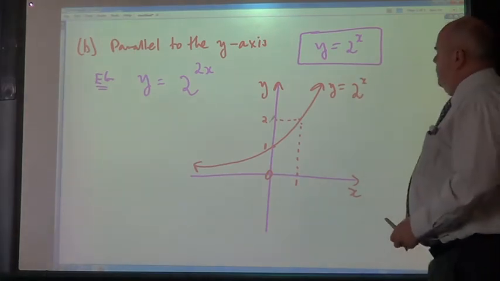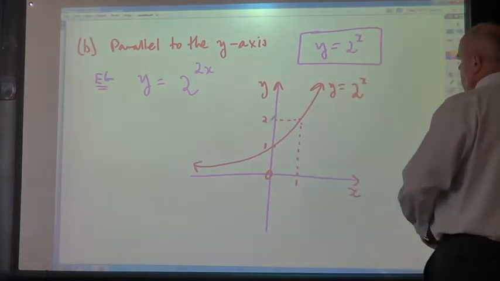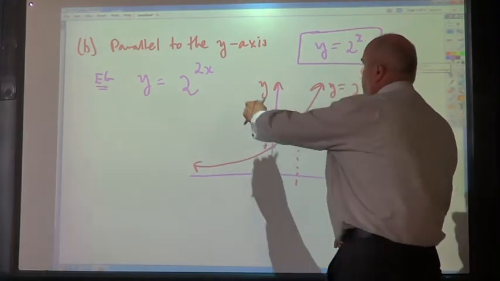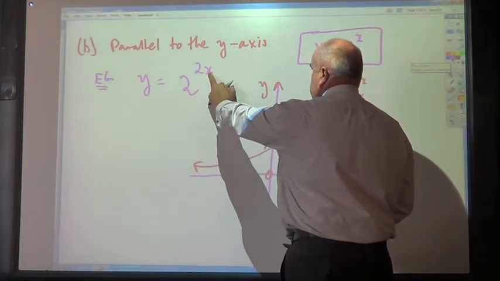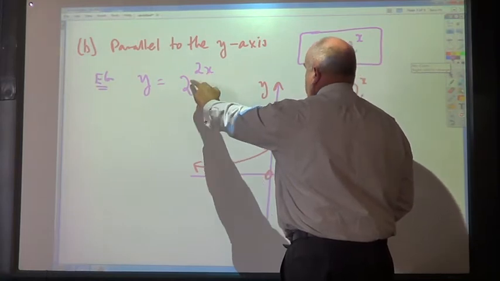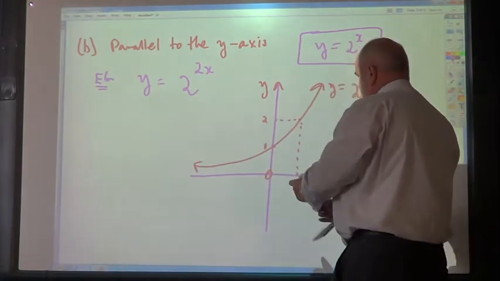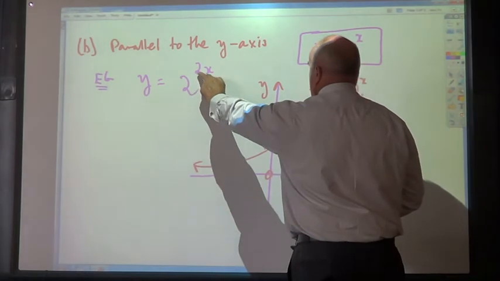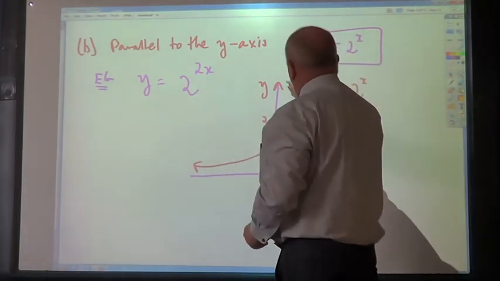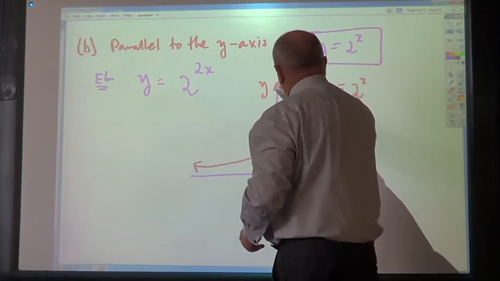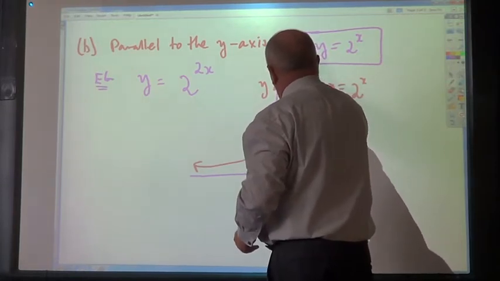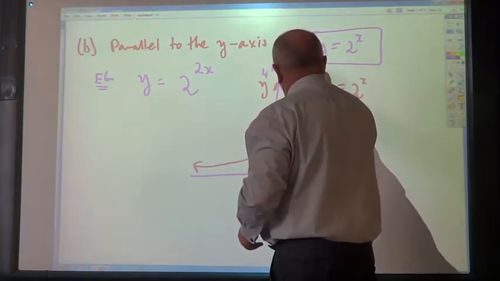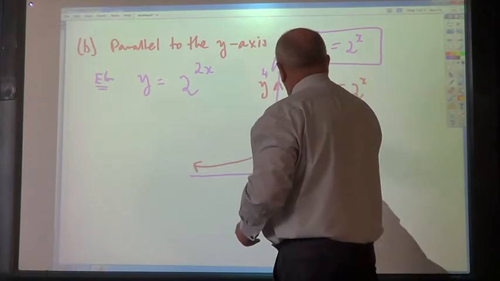Alright, so now we're ready to consider our second curve, which I might do in purple, because it's written in purple. And let's have a look. When x is 0, notice what happens. 2 times 0 is still 0, so y will equal 2 to the power of 0, which is 1. What about when x is 1? Okay, so you've got 2 to the power of 2, which is equal to 4. So let's put 4 there. And I've got 2 points.